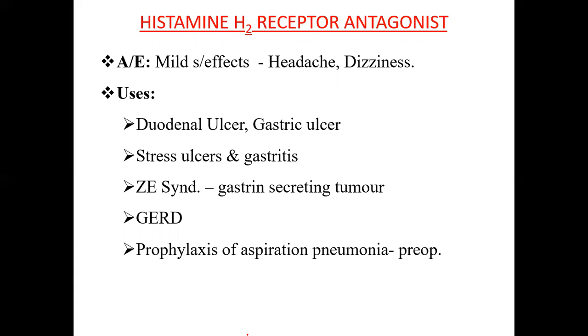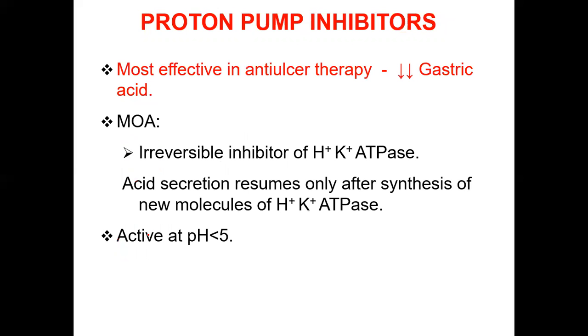The usage of this particular drug is long. We tend to use it in obviously acid-peptic disorders such as duodenal and gastric ulcer. We can use it in stress ulcer and gastritis. We can use it in Zollinger-Ellison syndrome, which is a gastrin-secreting tumor. We could use it in gastroesophageal reflux disorders, or as prophylaxis for aspiration pneumonia preoperatively, as a part of pre-anesthetic medication.